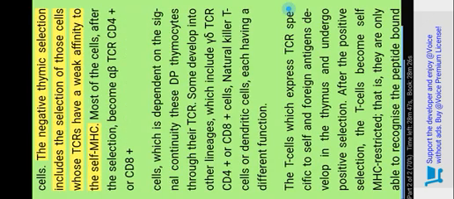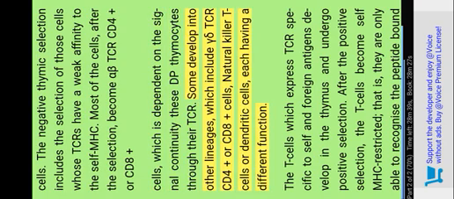The negative thymic selection includes the selection of those cells whose TCRs have a weak affinity to the self-MHC. Most of the cells, after the selection, become double positive cells, which have TCR and CD4 or CD8 and are dependent on the signal continuity of these DP thymocytes through their TCR. Some develop into other lineages, which include gamma-delta TCR CD4+ or CD8+ cells, natural killer T cells or dendritic cells, each having a different function.